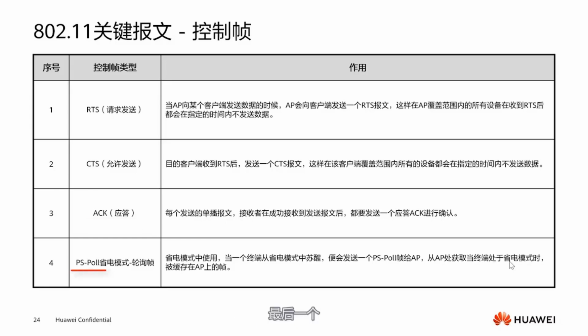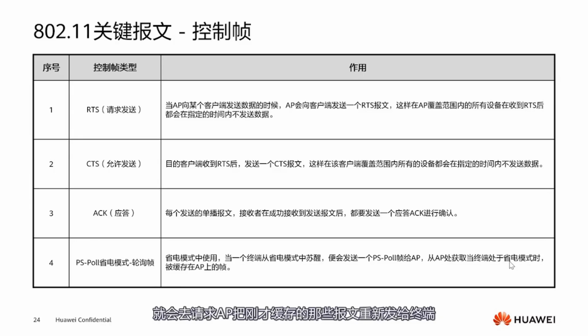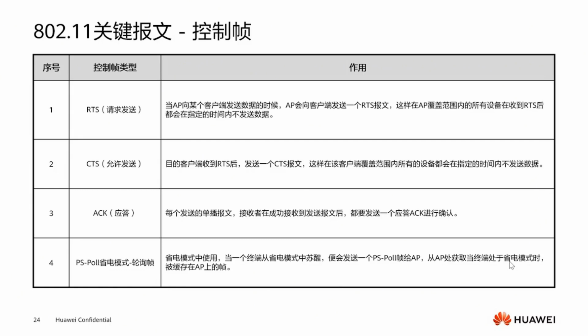The last one is the PS poll, the power save poll frame. This is used in power save mode. In power save mode, the AP will cache the frames that need to be sent to the terminal, and then it sets a flag in the beacon frames sent to the terminal. When the terminal wakes up from power save mode, it checks the status in the beacon frames. If the status is set to 1, it will request the AP to resend the cached messages that were stored earlier. These are then retransmitted to the terminal. This is the PS poll mode. These are what we refer to as control frames.